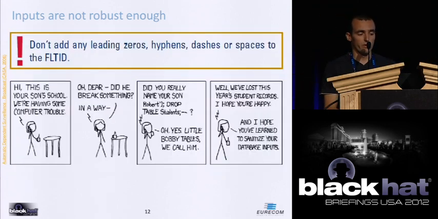So inputs are not very robust, and some other manuals state not to add any leading zeros, hyphens, dashes, or spaces to the flight ID, which raises the question why there is such a restriction, and in the first place, why is there a possibility for inputting these kinds of characters, and why is there a restriction? Is there some kind of SQL injection type of possibility out there, or do they have some legacy systems which are prone to non-robust input handling, which is another issue?